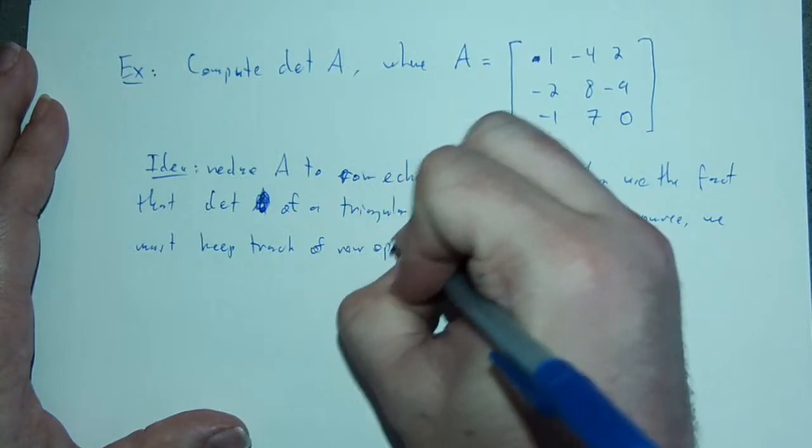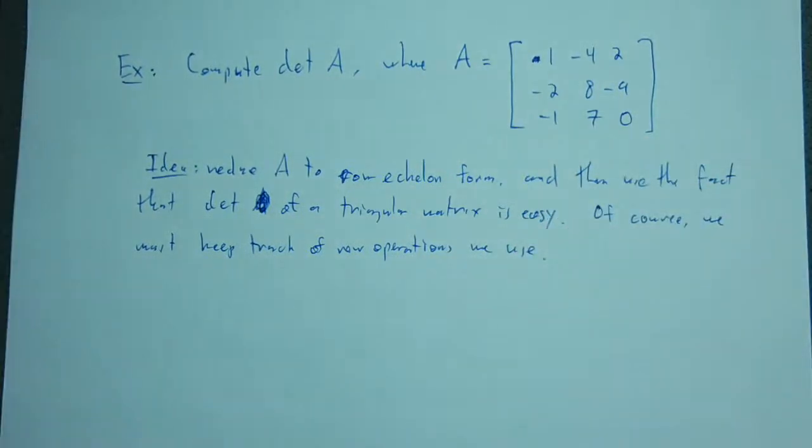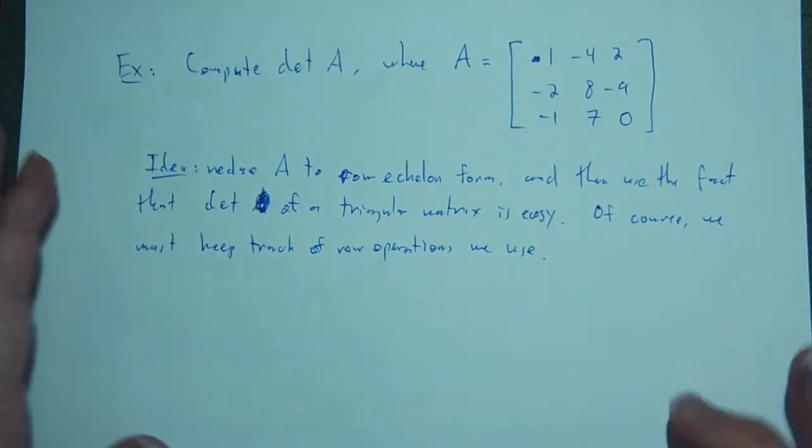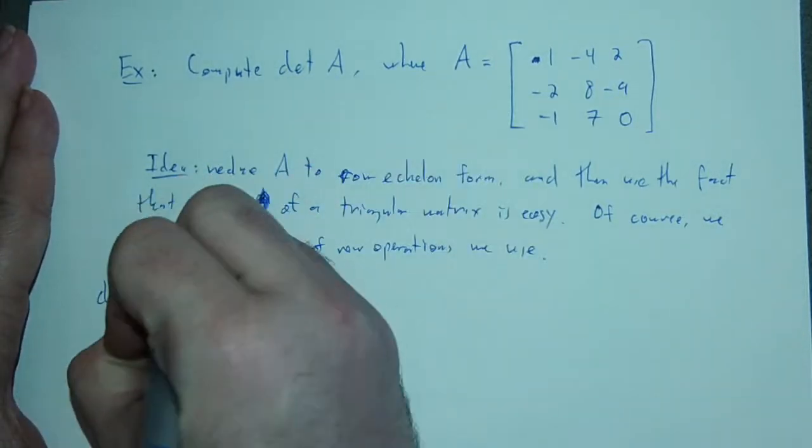So it might be a little bit counterintuitive that row replacements, which seem like the most complicated row operation you could do on a matrix, is actually the one that doesn't affect the determinant. While the other easier types of operations, row scaling and row swapping, are the ones that do change the determinant. So that's kind of a funny thing here. So let's compute the determinant of A.